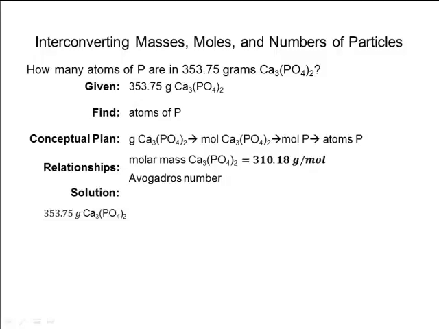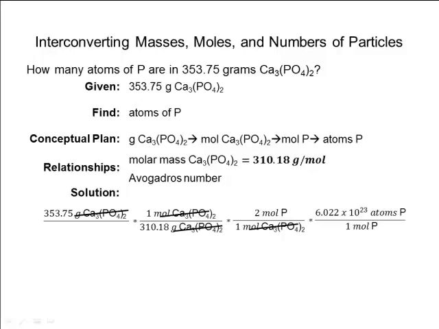We've got 353.75 grams of calcium phosphate. Now, because I want to get rid of grams of calcium phosphate, my grams of calcium phosphate go on the bottom in the next step. That way my units cancel. Put my moles of calcium phosphate on top. That relationship is my molar mass. The next step, moles of calcium phosphate go on the bottom because I want to cancel out my moles of calcium phosphate. Moles of phosphorus go on top. Next step, moles of phosphorus go on the bottom so that my moles of phosphorus cancel. And atoms of phosphorus go on top. That would be Avogadro's number relationship.